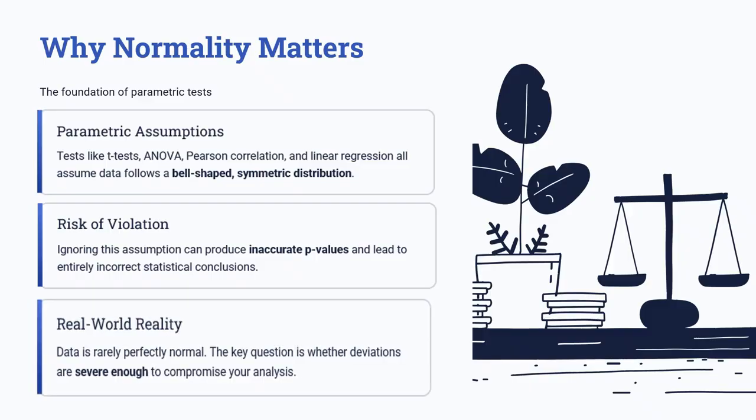In reality, data is rarely perfectly normal. The key question isn't whether your data is flawless. It's whether the deviations from normality are severe enough to compromise your analysis. That's why checking normality is such a critical step before running parametric tests.